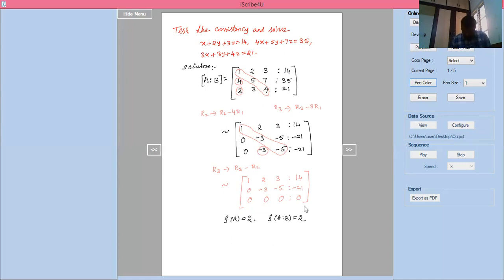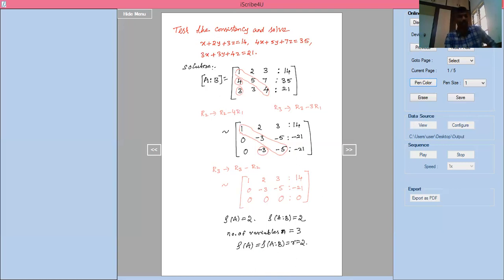Here, number of variables. How many variables? Number of variables equal to n. That only I'll say, n. How many variables are there? We have taken x, y, z. 3 variables. What is the rank now? R is nothing but rank of A. Rank of A equal to rank of [A|B] equal to R, that is equal to n. Rank of A equal to rank of [A|B] equal to R. R is nothing but the rank of a matrix.